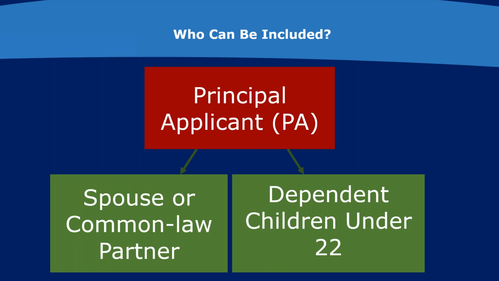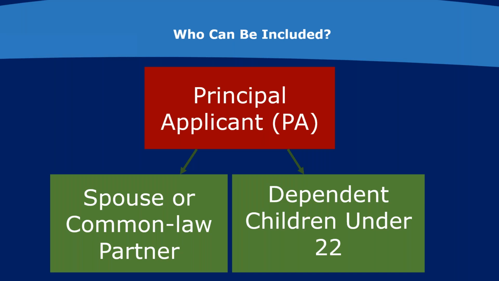So for example, if you have a family of 5, a mother, a father, a 13-year-old son, and a 19-year-old daughter and a 25-year-old daughter, so for that family unit, you will have two separate application packages. You will have one for the mother, the father, the 13-year-old son, and the 19-year-old daughter, and then you would have a separate application package for the 25-year-old daughter.